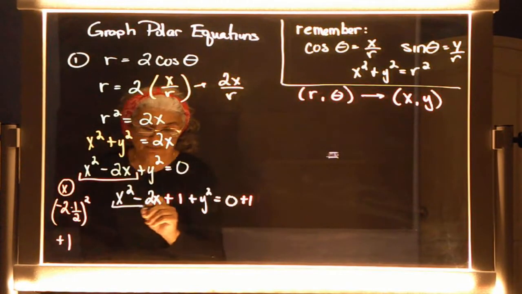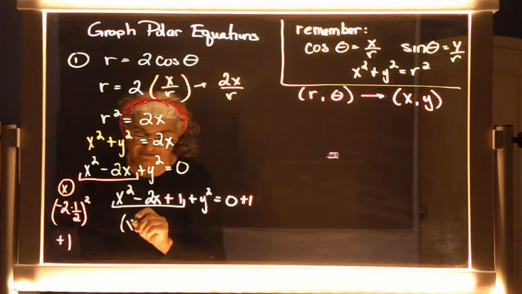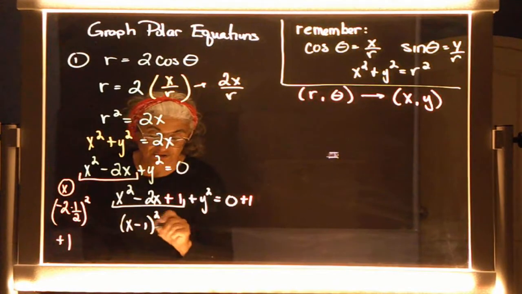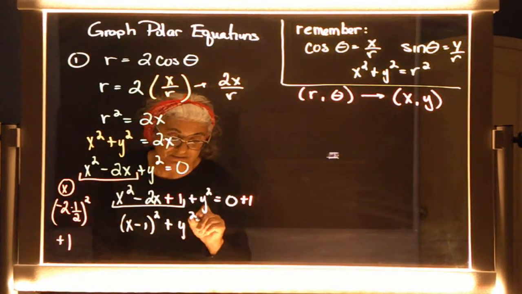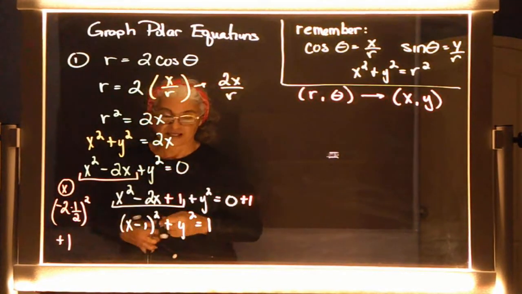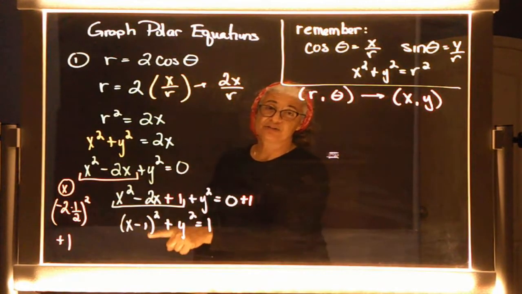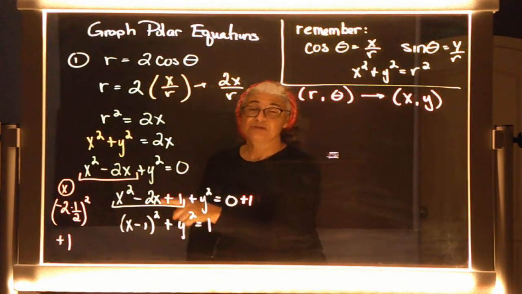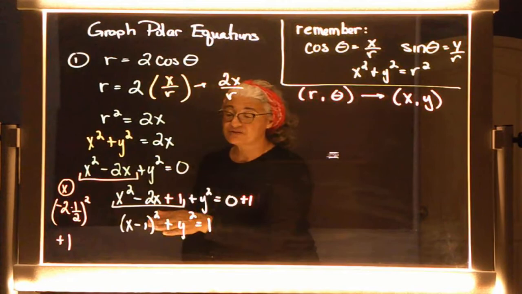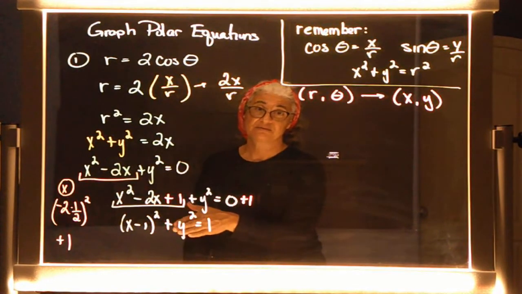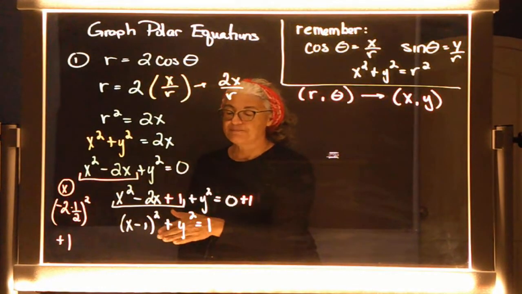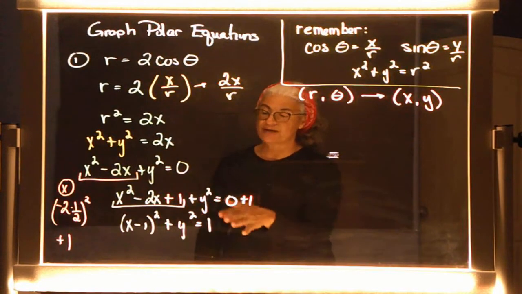Now this is a perfect trinomial, so when I factor it, it looks like this. Here's the deal. I have x written only one time now, which is exactly what I want. I have x written one time now. Cool? Okay.